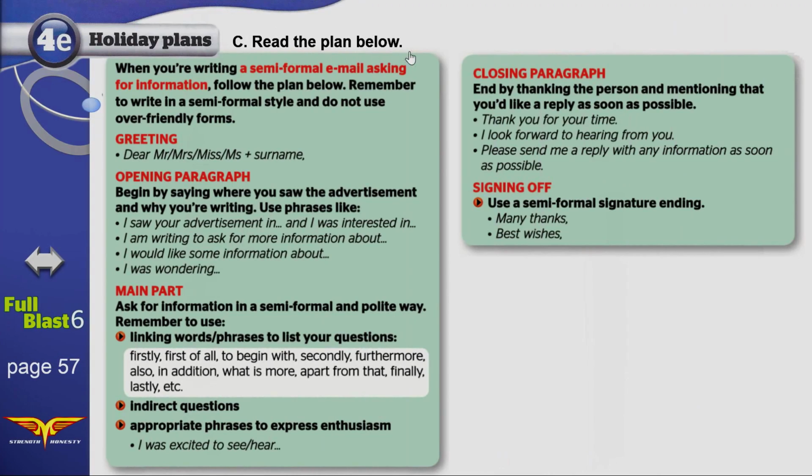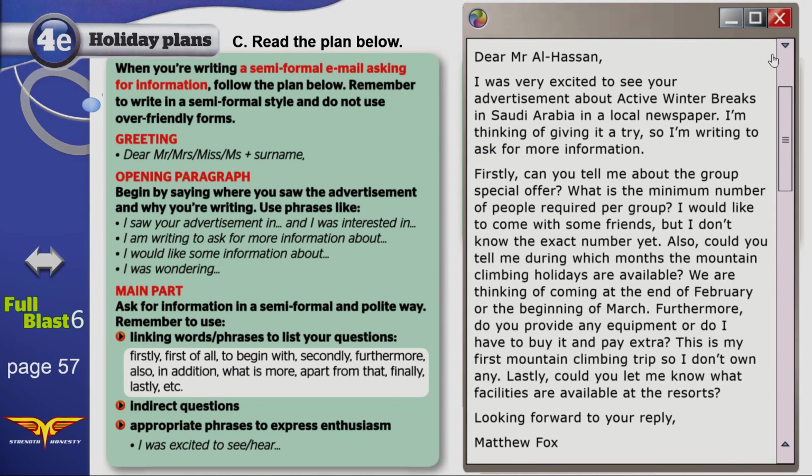Now, read the plan below. When you are writing a semi-formal email asking for information, follow the plan below. Remember to write in a semi-formal style and do not use over-friendly forms. What do we mean by that? Now, this is a perfect semi-formal letter written to someone you don't know. Use something similar to this. Don't write over-friendly, like you start by saying, "Hey, Hassan, how are you?" No, that is over-friendly. Don't sign off by writing, "Talk to you later, see you soon." No, that is over-friendly. That is only with friends.